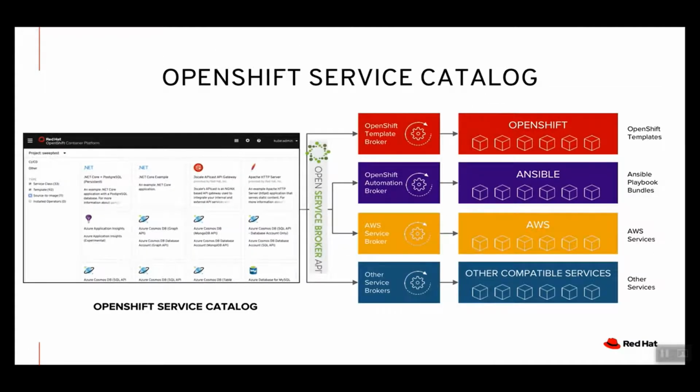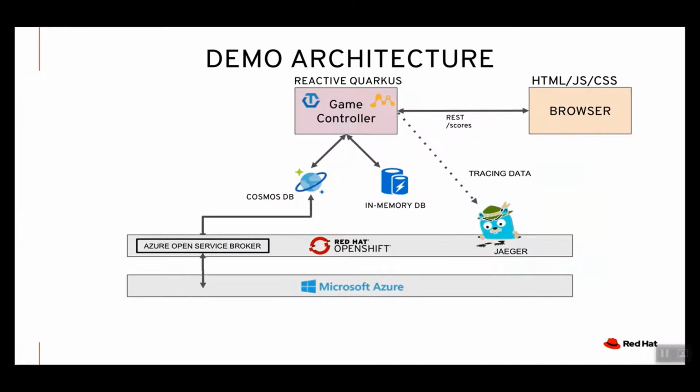And the service catalog is a dynamic catalog that shows you different services available based on the different service brokers that happen to be installed, such as the Ansible Service Broker or the Open Azure Service Broker, which is what we have installed here. So for the demo, we're going to show you more from the developer's perspective what it looks like to use MicroProfile APIs to build this application to integrate it with Azure services running on OpenShift on Azure.